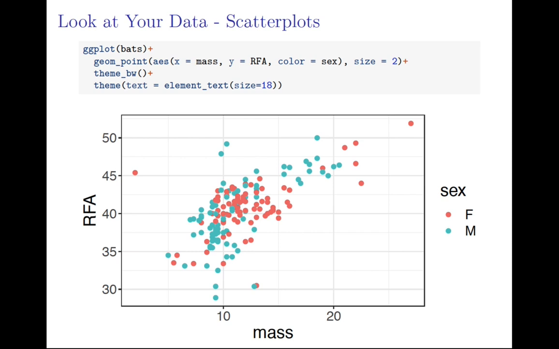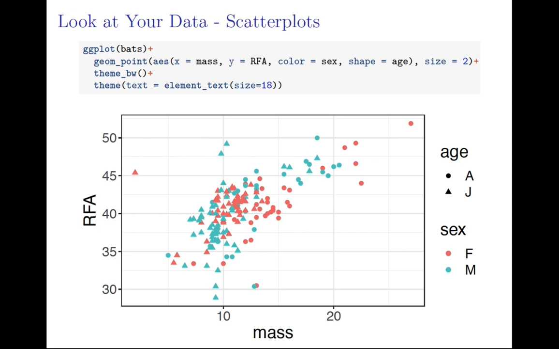And here you have female bats in pink and male bats in blue. That was just the standard. I didn't choose that. And you can also change the size of your points, by the way, with the size outside of the aes statement.